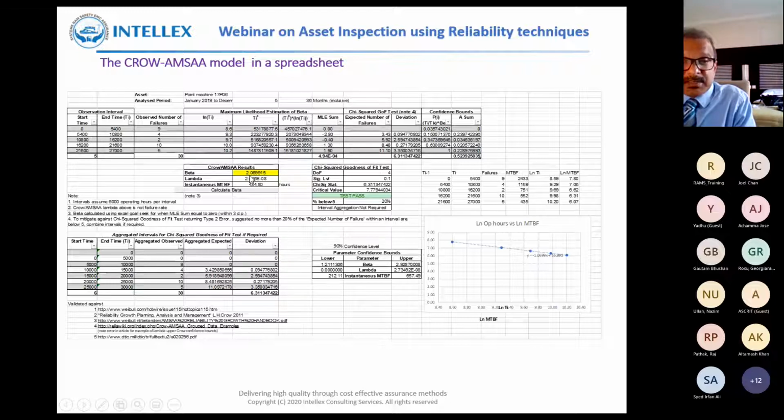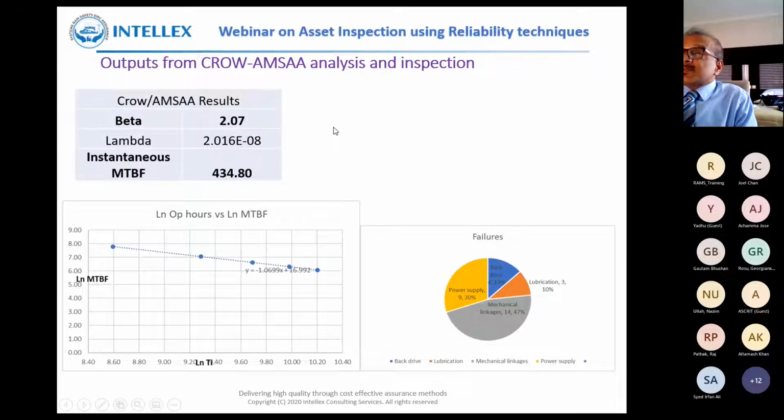So in this case, you have a beta value more than 2. That means that it's a bit worse. So you start to worry about these point machines and all. So then this is the output. Then you have the MTBF. Then you go a little bit deeper and see what the failures are, what are the main contributors for it.